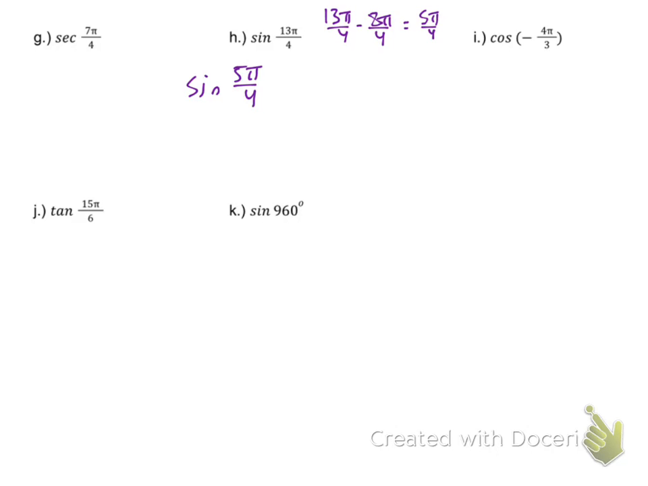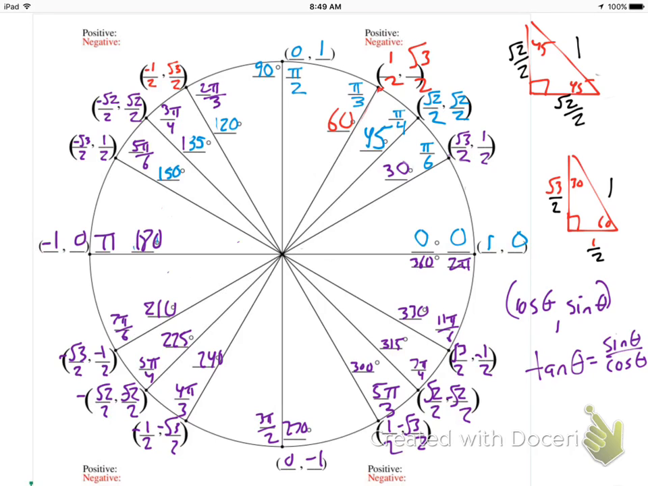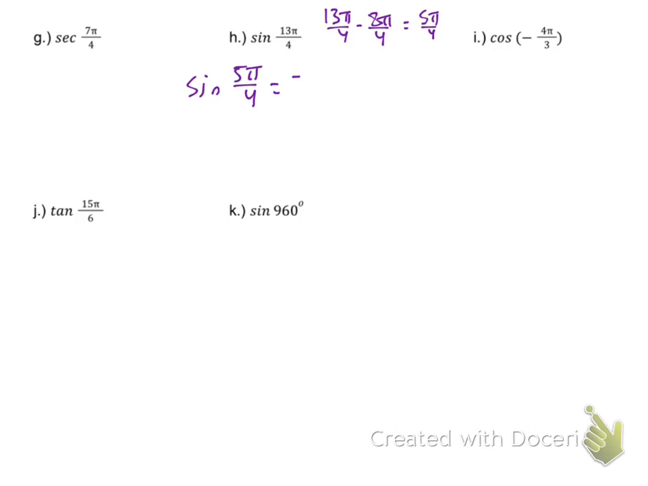We then can graph this if we wanted, or go right to our unit circle. Which one you guys want? Unit circle. Turning back, 5 pi over 4, where are we at? What quadrant? 3, 5 pi over 4. What's the sign? Equals negative square root of 2 over 2.